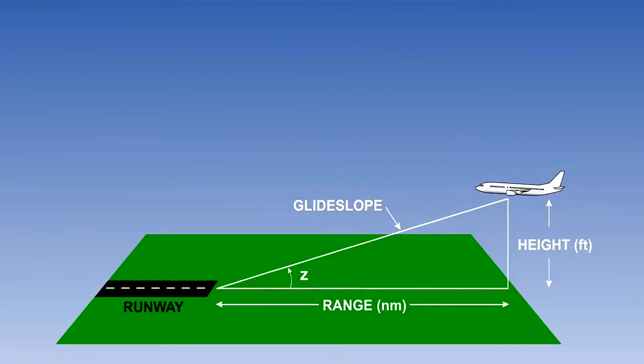Firstly, we need a diagram in elevation rather than plan view. We are coming down the glide slope, we have a height above touchdown, and we have a ground range to the touchdown. Ranges are given in nautical miles, whereas height is given in feet.